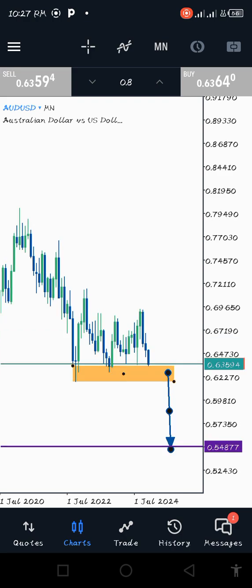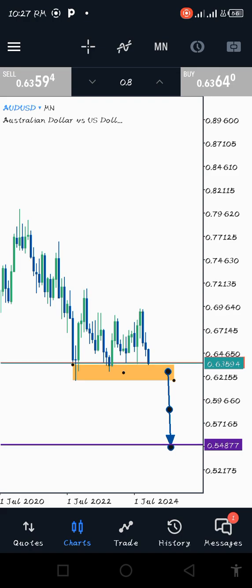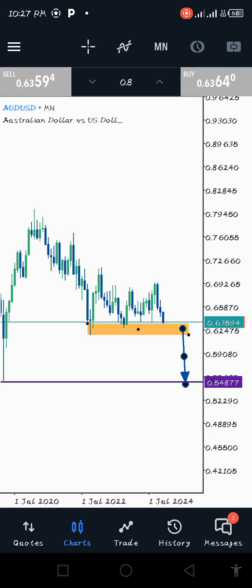So now we are at a point of uncertainty on this pair. Why? Because price is selling here, but we can't know if price is going to keep selling. Why? Because we are currently in a major zone that can hold price above.